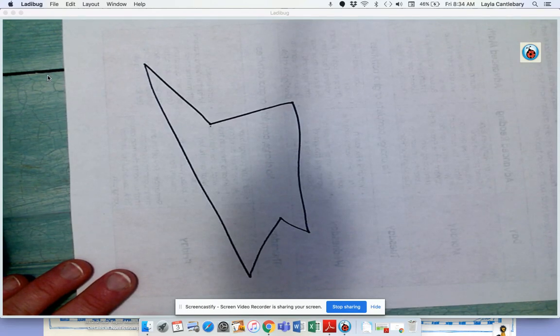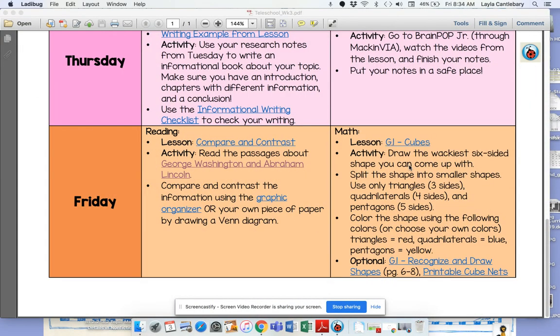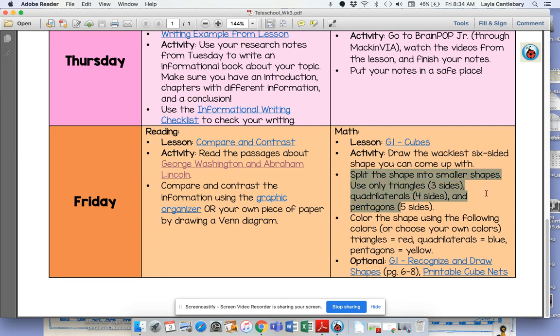And then the directions say, see, I was trying to split the shape up into smaller shapes. So I need to have a pentagon in here. I need to have quadrilaterals, which are four-sided. I got to have all of these. And then I need to have triangles. So, in here.